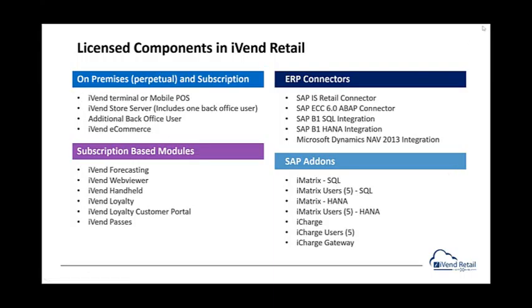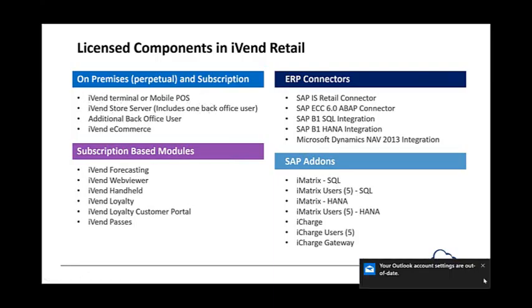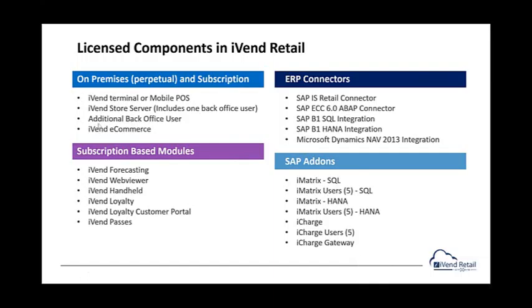Though all the partners and customers present in today's call understand the licensing model and the new ones that we've introduced, for the benefit of the audience I will still cover them. So the on-premise perpetual and subscription-based modules are iVend Terminal or Mobile Point of Sale, iVend Store Server, additional back office users, and iVend E-commerce.